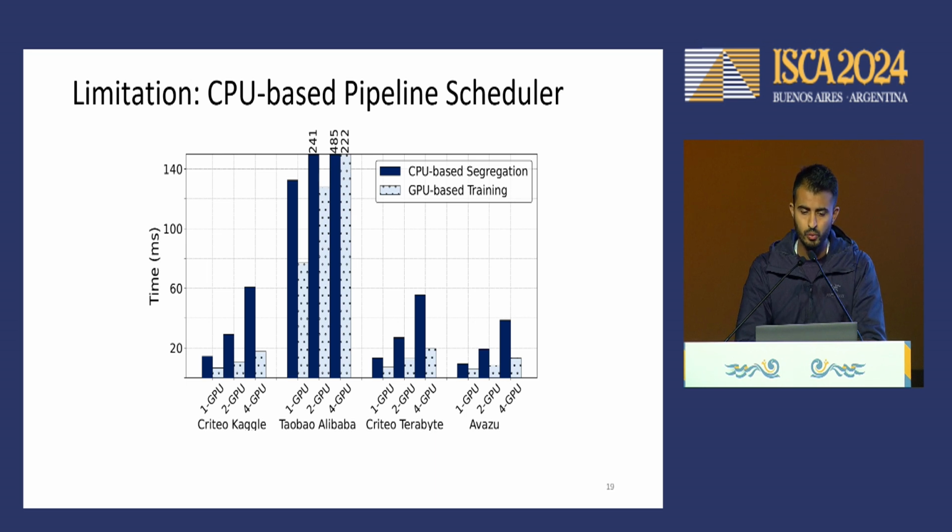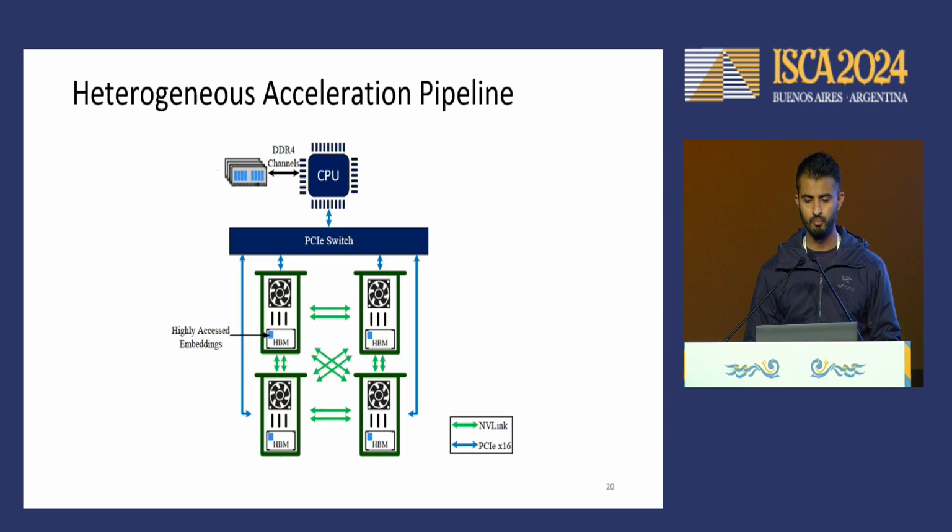So if we try to utilize a CPU-based pipeline scheduler for this kind of segregation, it is limited by the parallel memory access and low-bandwidth CPU main memory, which results in more than 50% GPU idle time, as can be seen in this particular graph. To overcome such limitations and challenges, we propose Hotline.